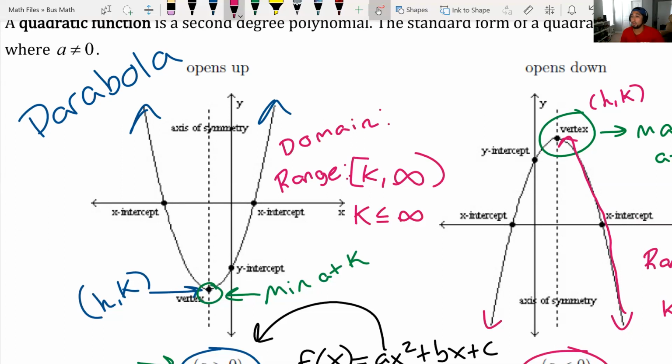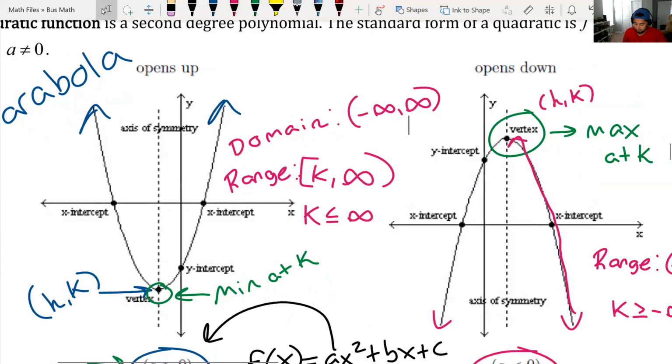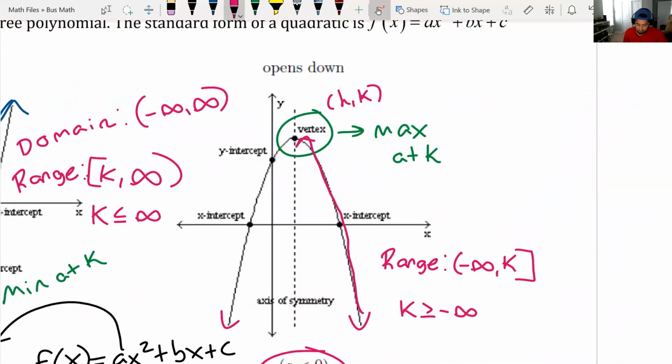All right. Well, quadratic function is a polynomial. And we have stated before that the domain for all polynomials is negative infinity to infinity. So no matter what parabola you draw, the domain will always be negative infinity to infinity. All right, and then same thing here.